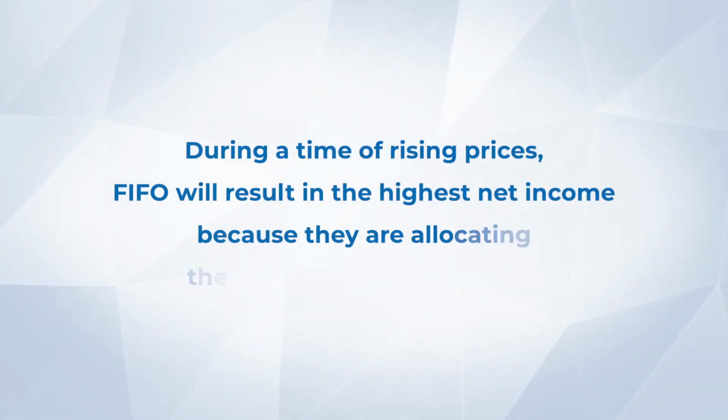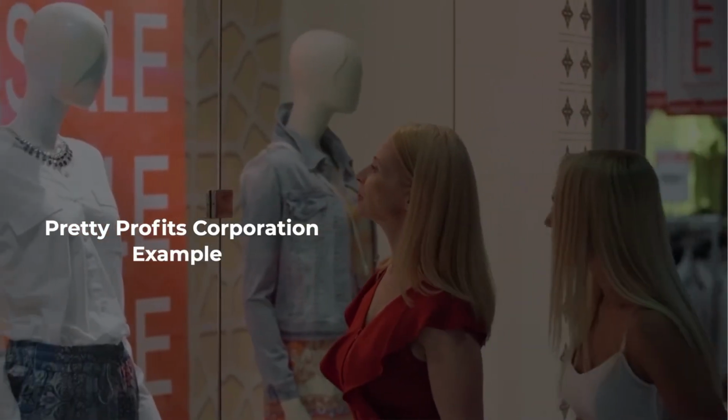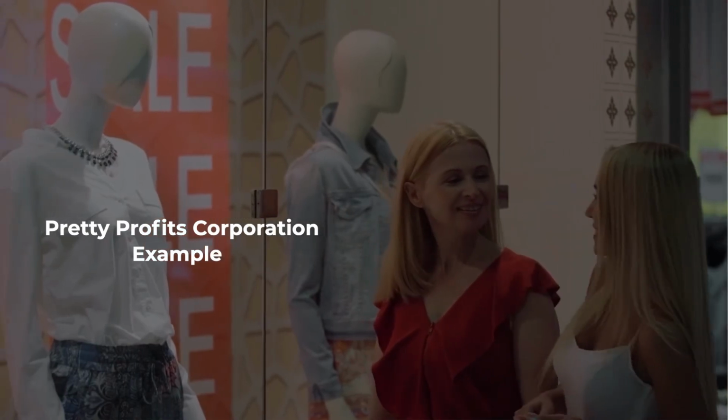So during a time of rising prices, FIFO will result in the highest net income because they're allocating the lowest cost of goods sold. I think it's really helpful to see this in action through an example. So let's take a look.